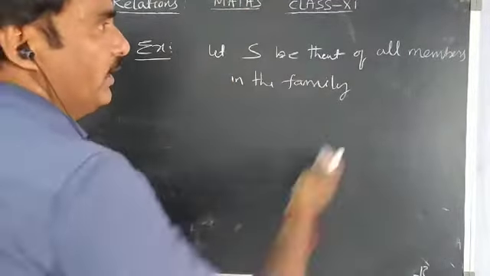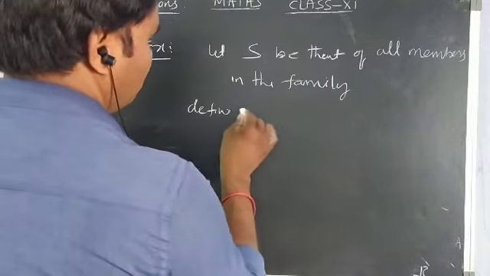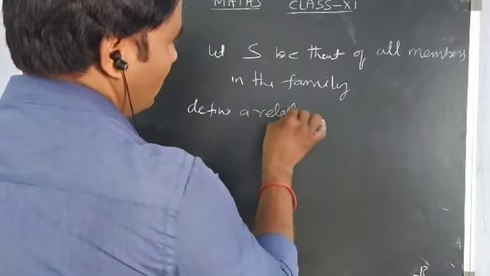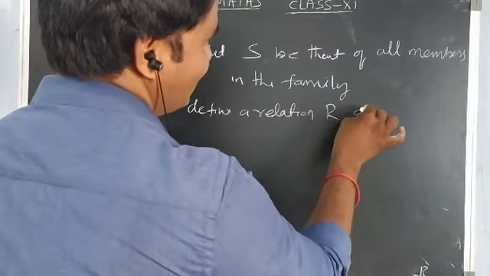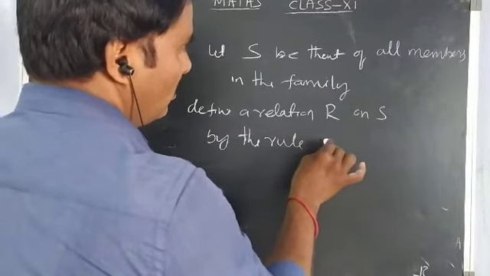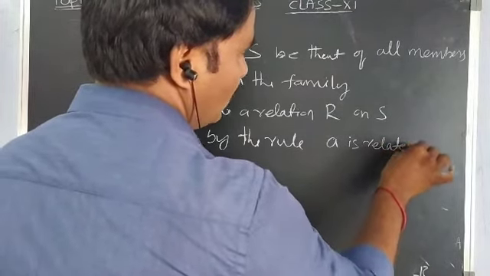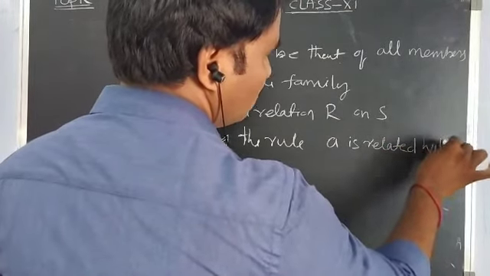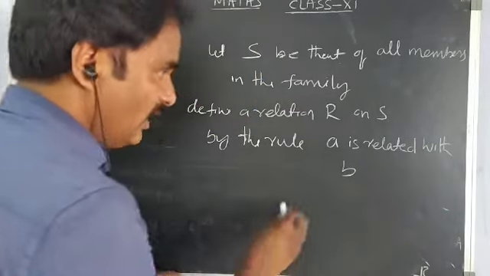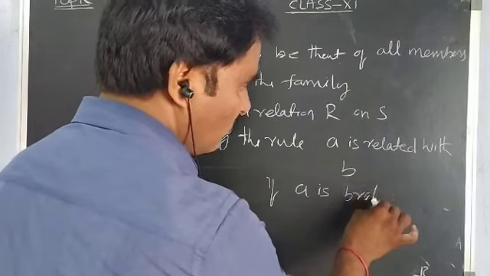And I am defining a relation R on S by the rule: A is related with B if A is brother of B.